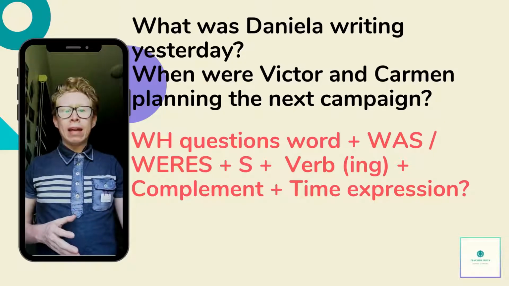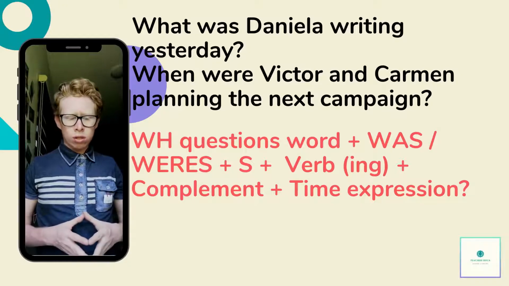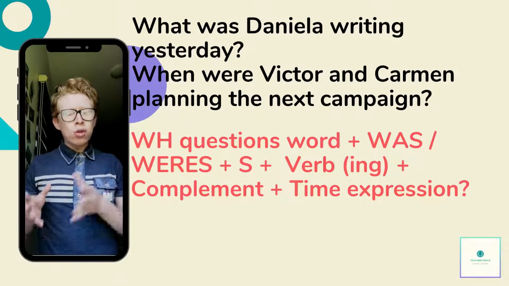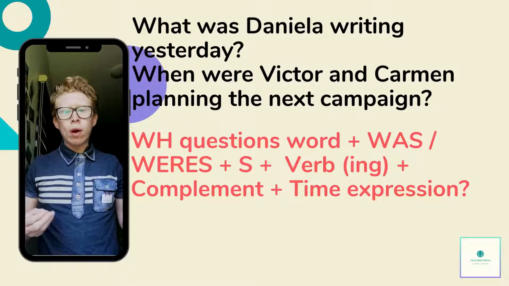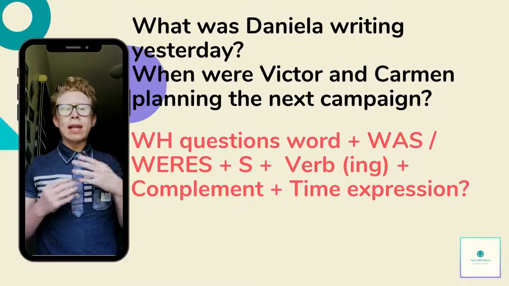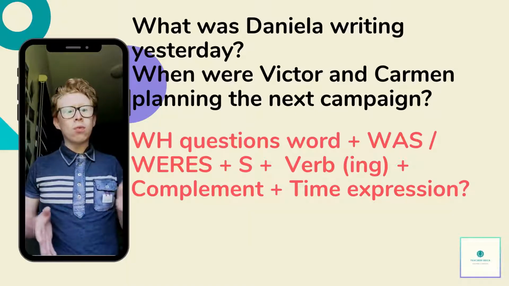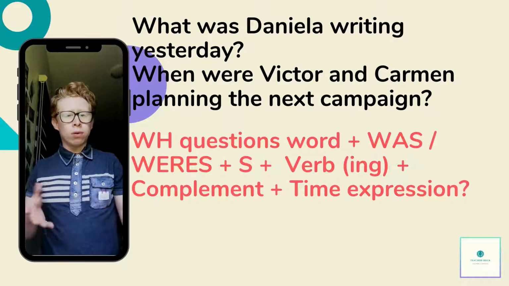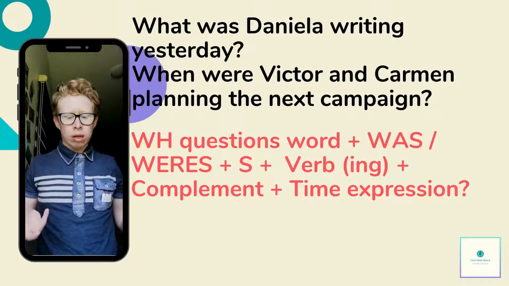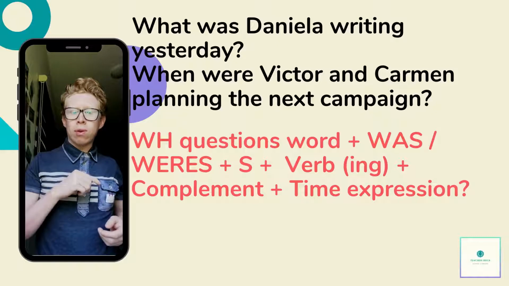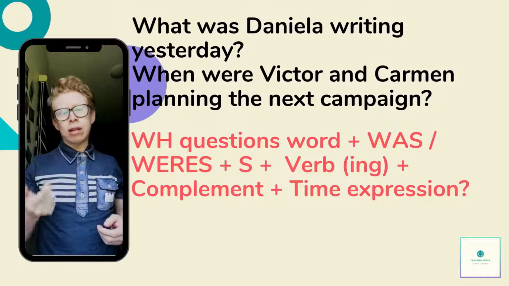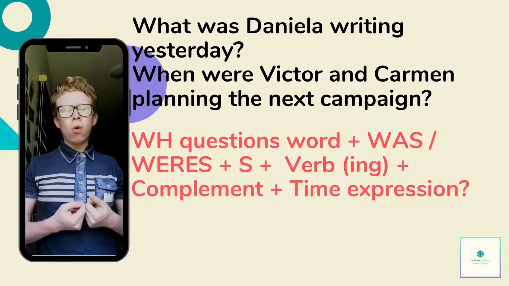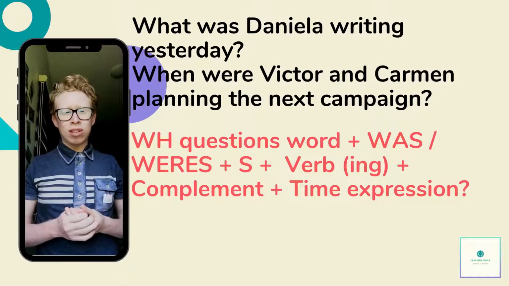Well, at the beginning of the sentences, in this case questions, we have WH question words such as what, when, where, how, who, etc. After that, we need the verb to be, was or were, again depending on the subject. Then we have the subject, after that the verb, complement, or time expression.